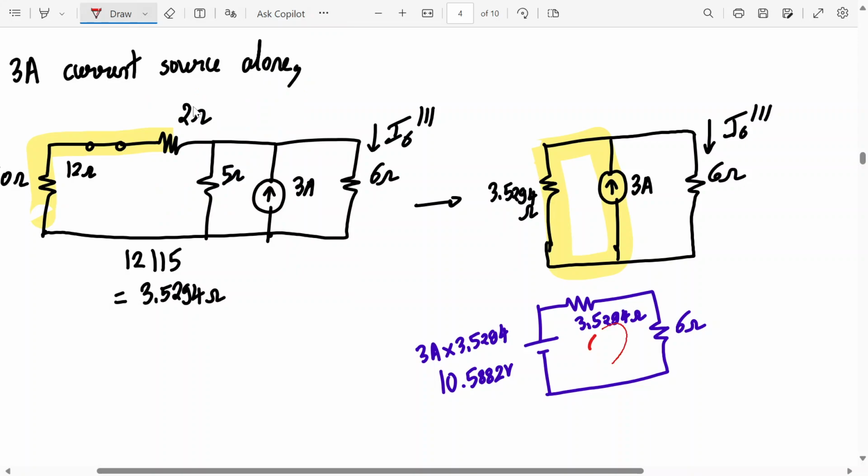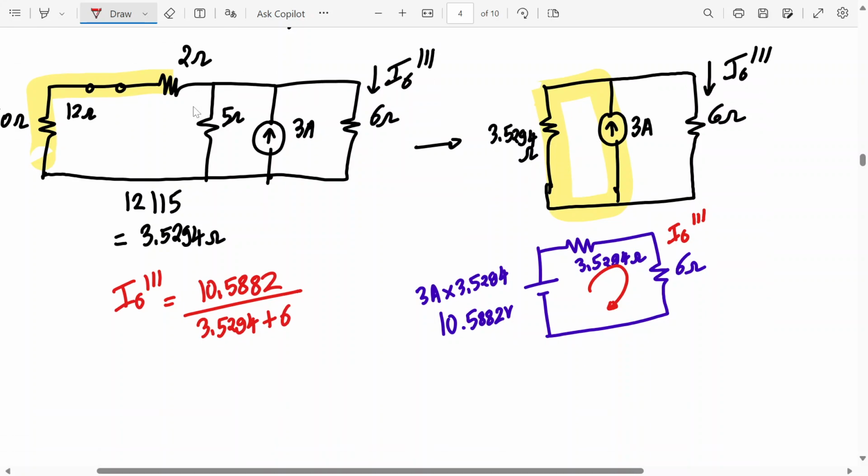Now you can find I6. This is I6 triple dash. So what is I6 triple dash? 10.5882 divided by 3.5294 plus 6. Correct? So calculate I6 triple dash, divided by 3.5294 plus 6. Tell me how much it is. Is it 1.111? Just cross check this value. Direction is down. Is it correct? Yes or no?